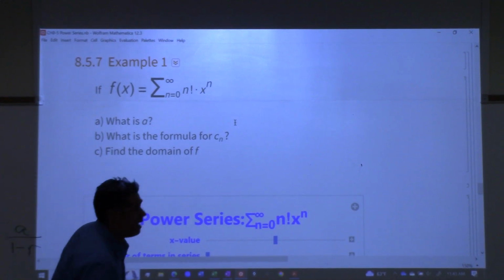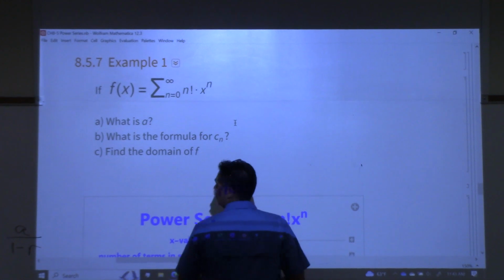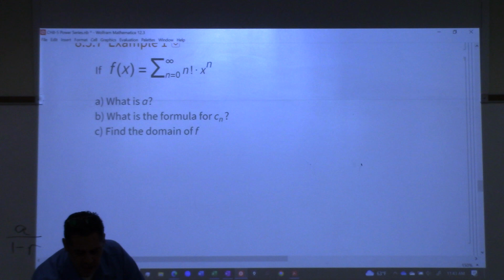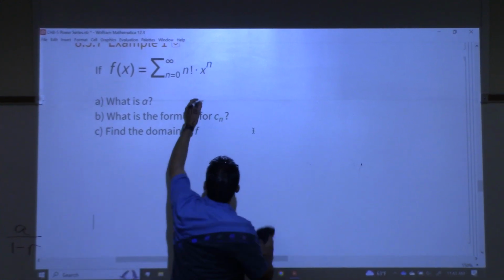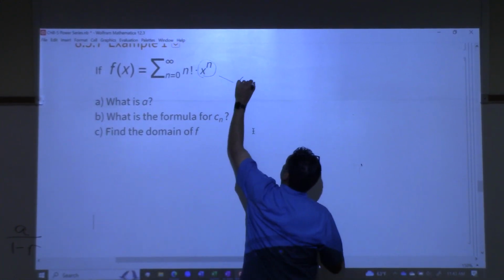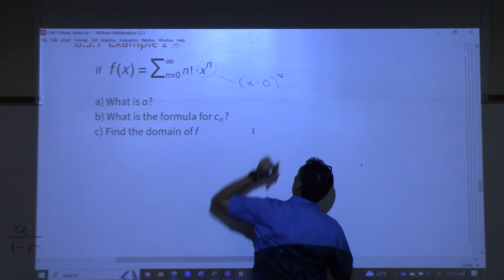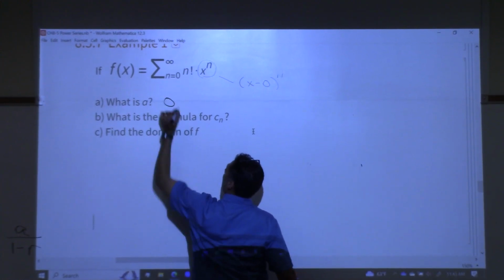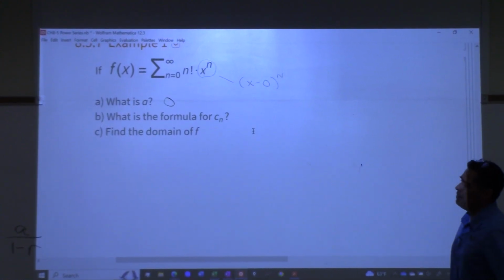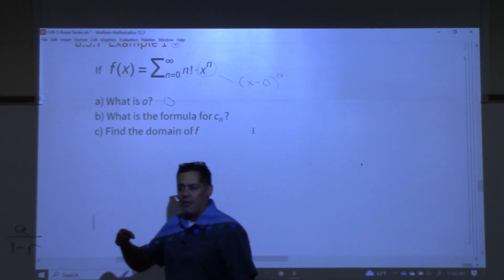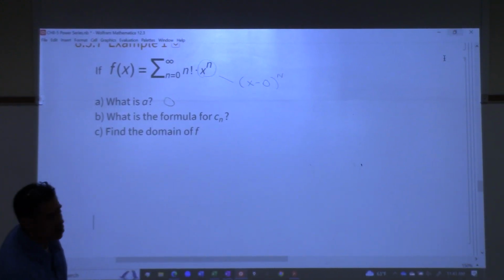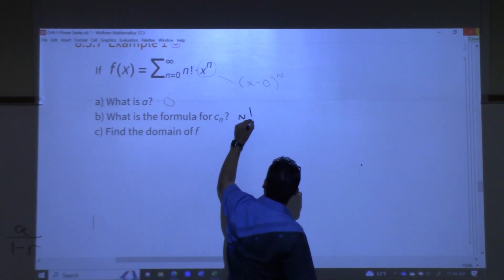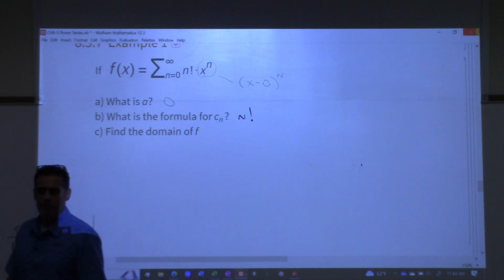a is 0, right? So how do you know a is 0? That's right. There's nothing attached to the x that's being raised to the n power. In fact, you could, if you want, look at this as being x minus 0 to the n, right? And so the a is 0. What's the formula for c sub n? So what is the formula that's cranking out the coefficients? n factorial, right? It's the thing sitting in front. n factorial. That's your c sub n formula.